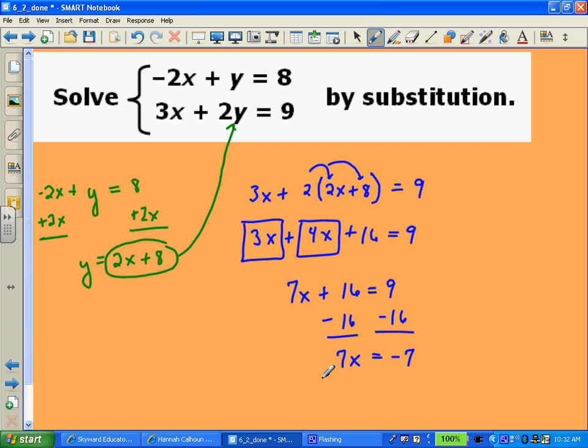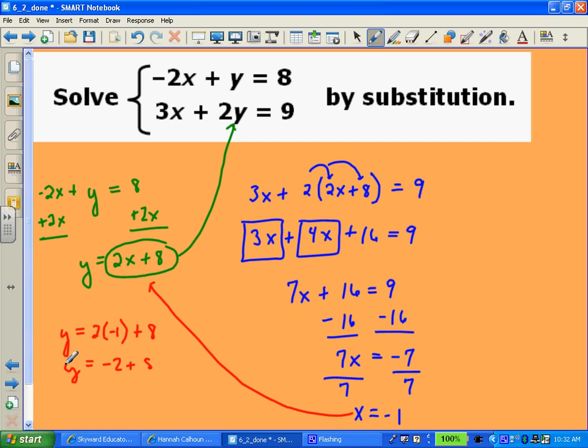So 7x is negative 7. So then I divide by 7 and figure out that x is -1. And then once again I take that, plug it back in over here, so I'll have y equals 2 times -1 plus 8.